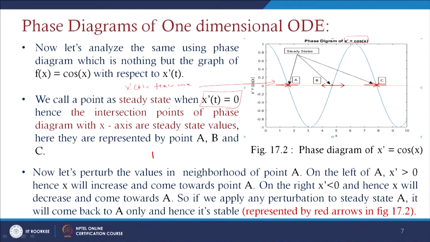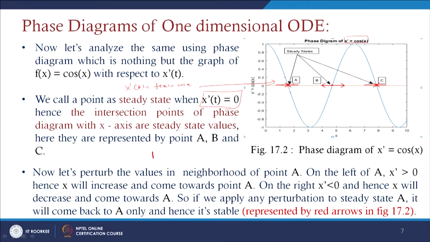Now, if you perturb the values in the neighborhood of a point A, suppose any close neighborhood points on the left of point A, we can find that x dash is greater than 0 here. Since x will increase and come towards the point A. And if you start from the right, we can find that x dash is less than 0 here. Hence, x will decrease and come towards the point A here.